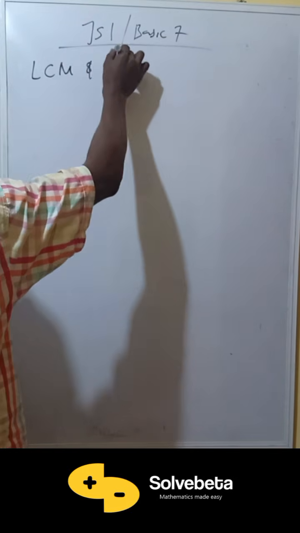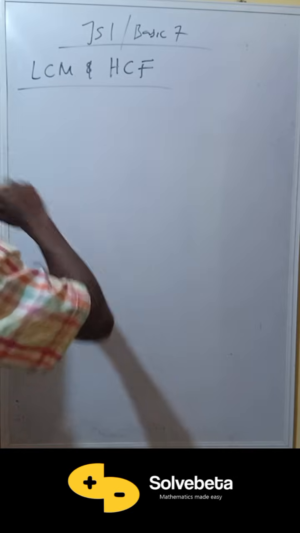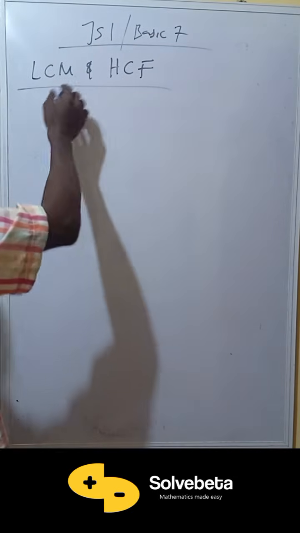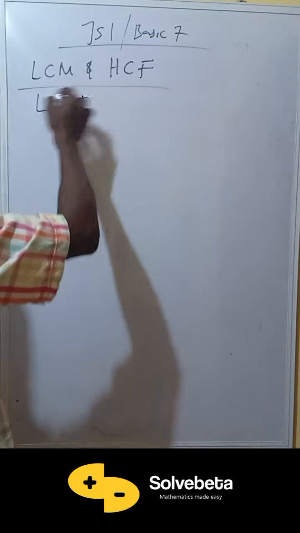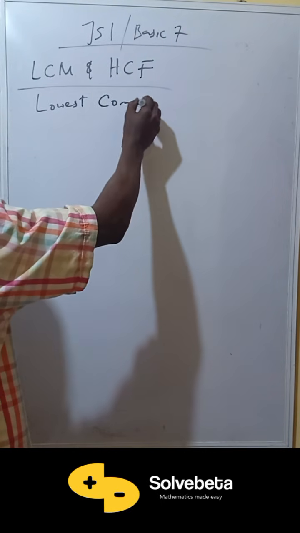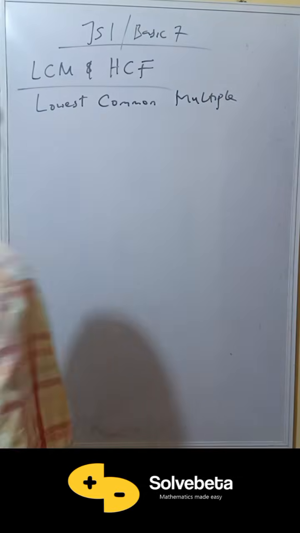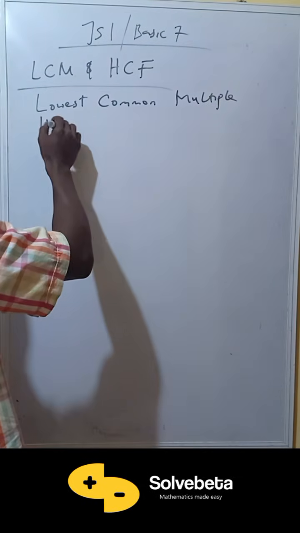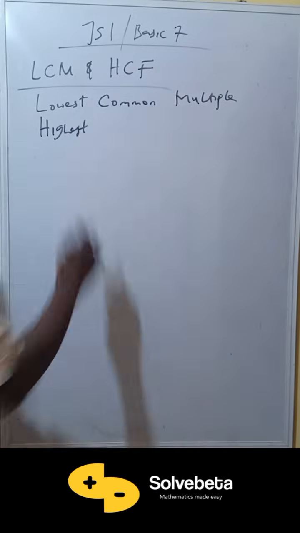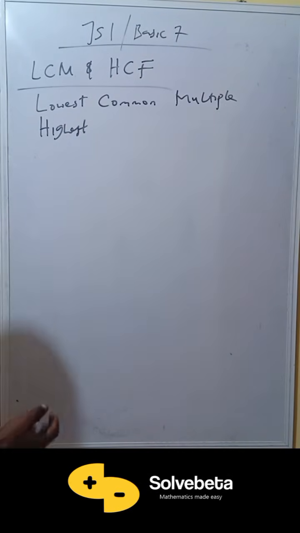Now, what do these two words mean? LCM: L stands for lowest, C stands for common, and M stands for multiple. HCF is highest or greatest. I like the word greatest because a number is greater than the other, not necessarily higher by just grammar.